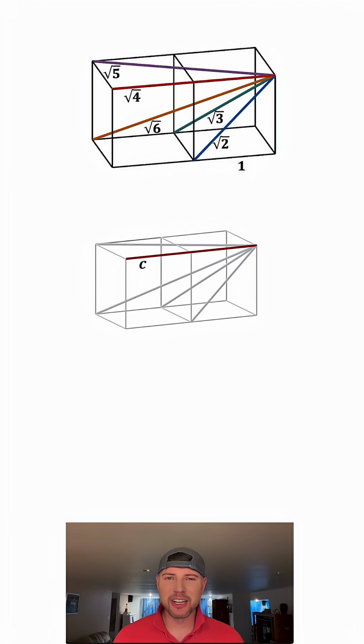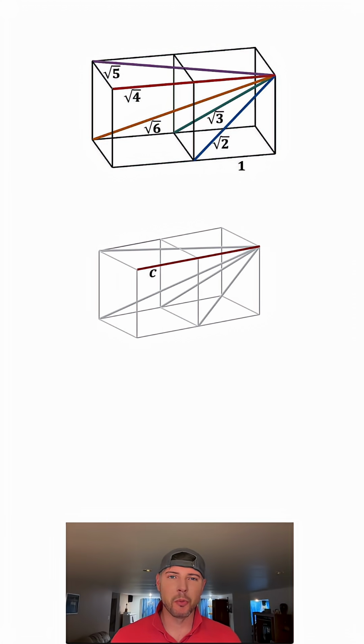So for this one here, we can call it c. It's just made up of one edge plus another edge. And each of the edges are equal to 1. 1 plus 1 is equal to c, which would give us 2 is equal to c. And then 2 is the same thing as square root of 4. So we end up with square root of 4 is equal to c. So we can make this one square root of 4.